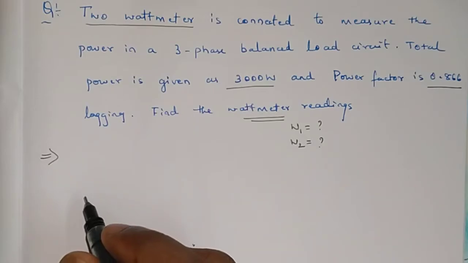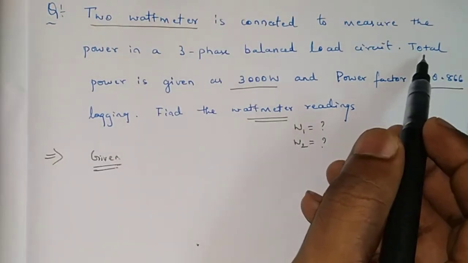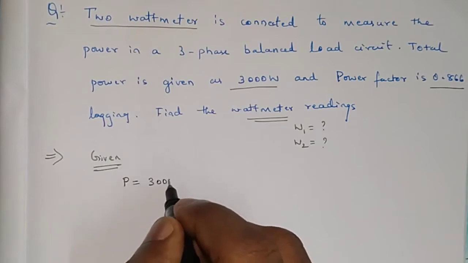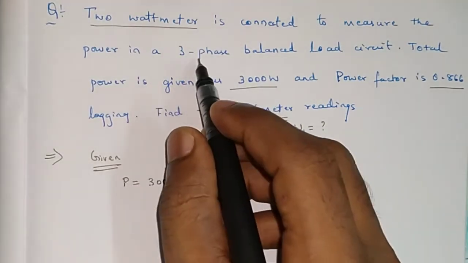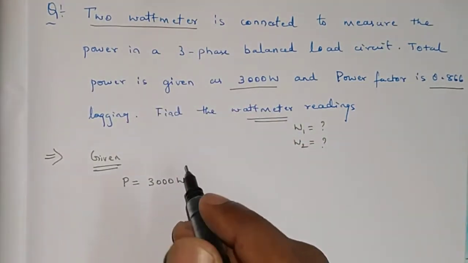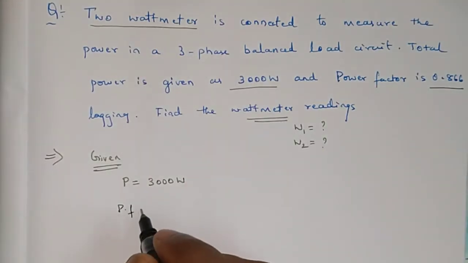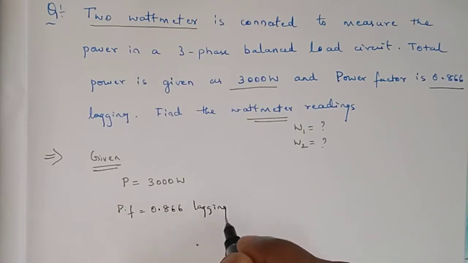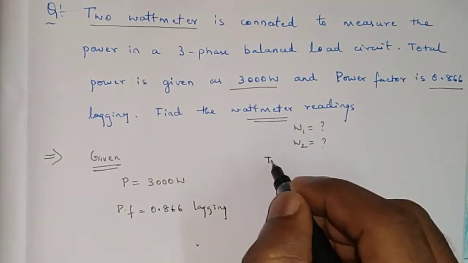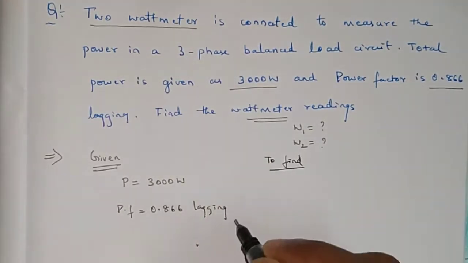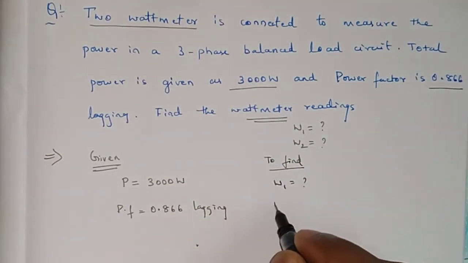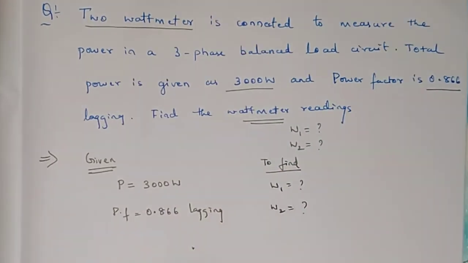So we'll write what is given in the problem. You can see that total power is given as 3000 watt. Power is nothing but the 3-phase power, and power factor is given as 0.866 lagging. Now what to find: as I told, they're telling to find the wattmeter readings, that is W1 and W2. So this is about the problem.